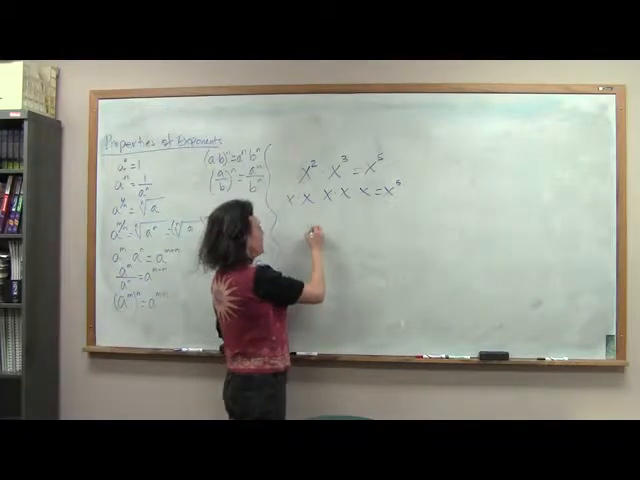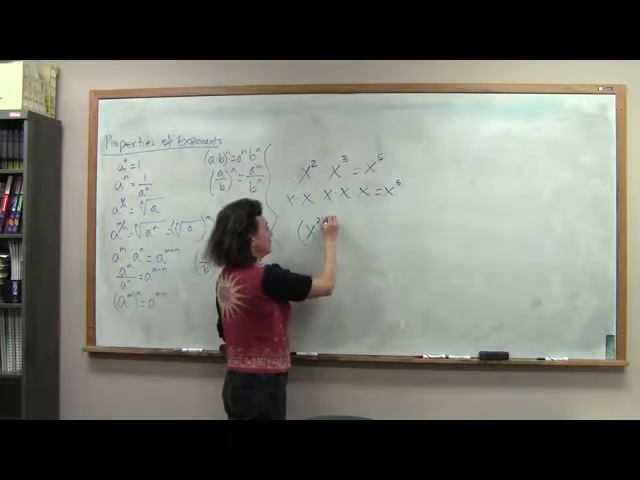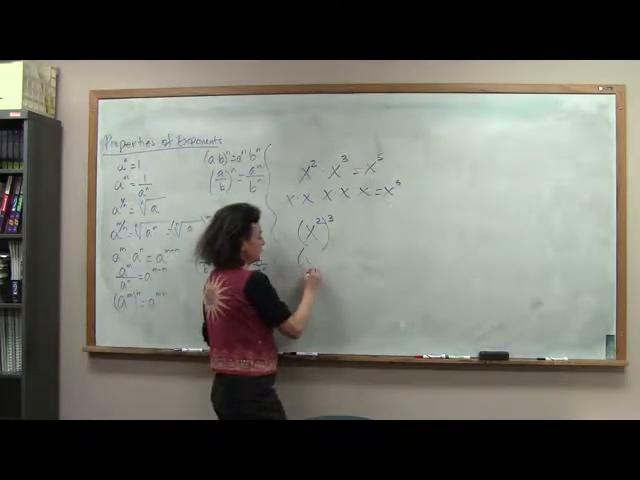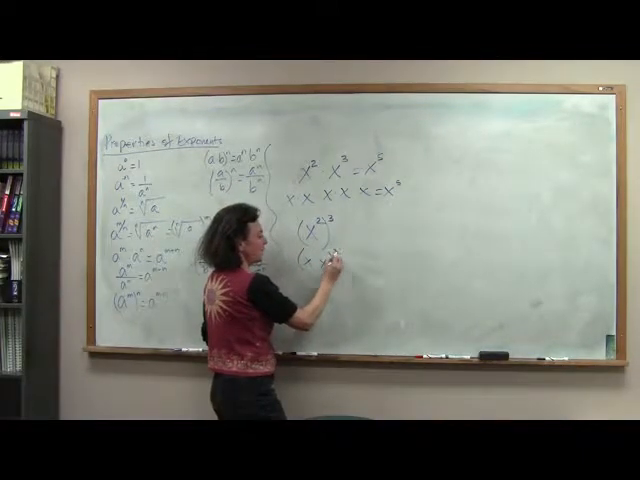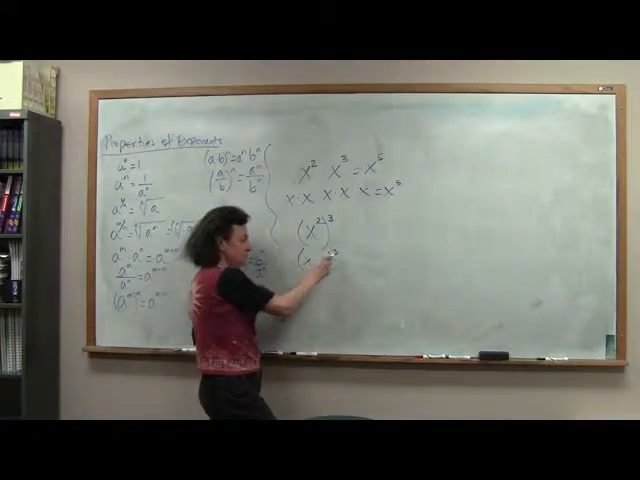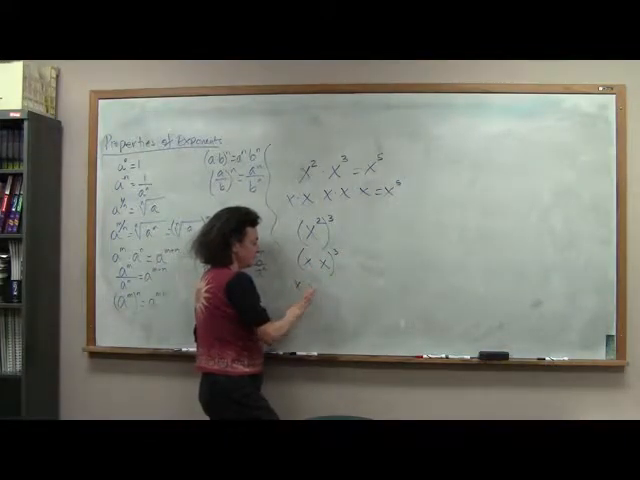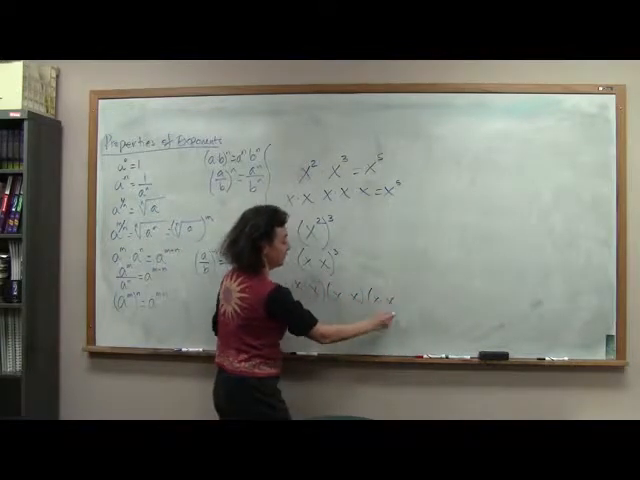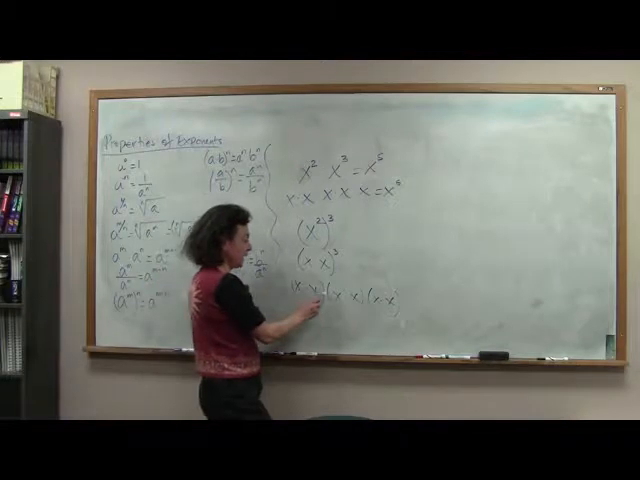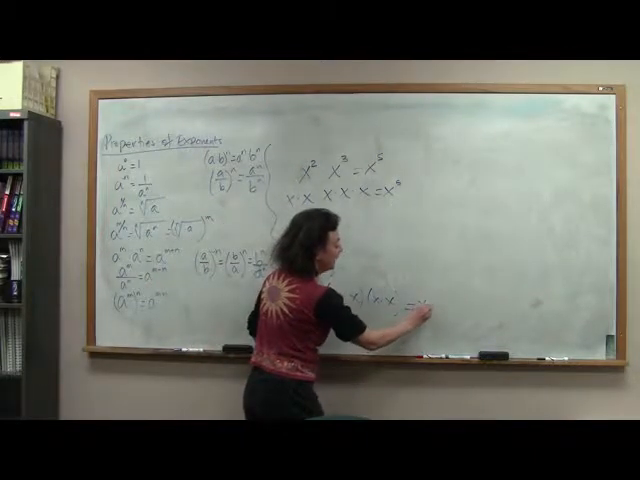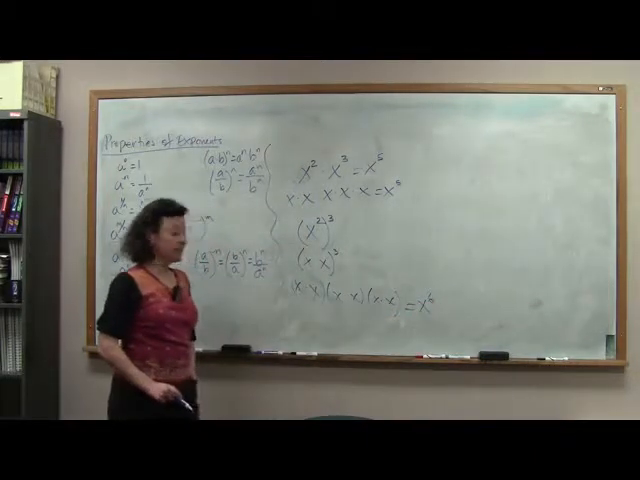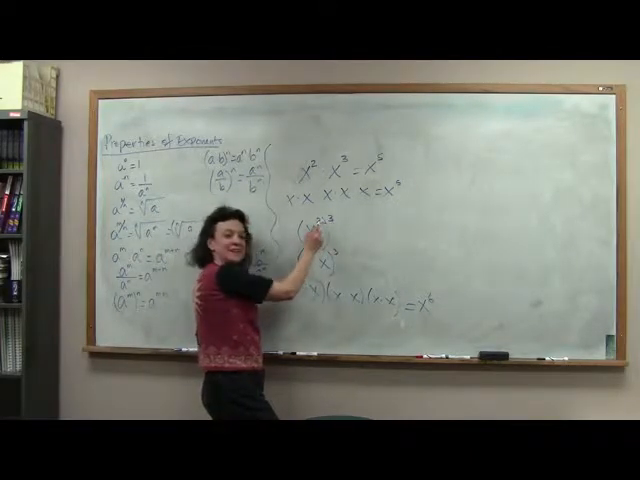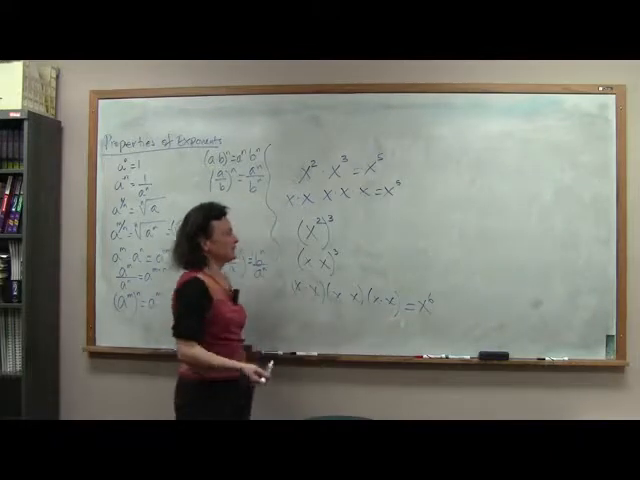Similarly, suppose I have x squared and I cube it. Well, x squared is x times x, so I'd be cubing that. What does it mean to cube this? It means that I multiply that by itself 3 times. I can count up the number of x's I have, and notice I've got 6 of them. 3 times 2 gives me 6.